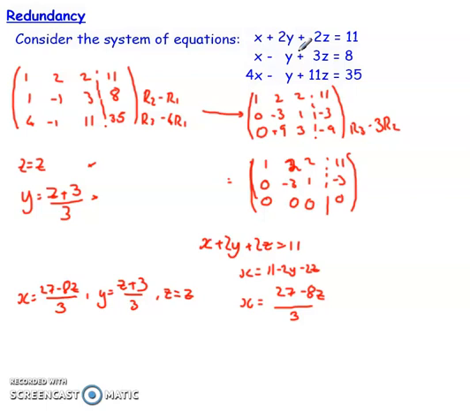That's what it means when it's a redundant system of equations, that we are unable to find a single unique solution, but instead find a whole set of solutions, an infinite number, which is dependent upon which value of z we choose, and that has an infinite number of possibilities for the value of z.